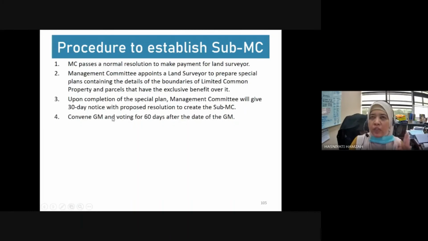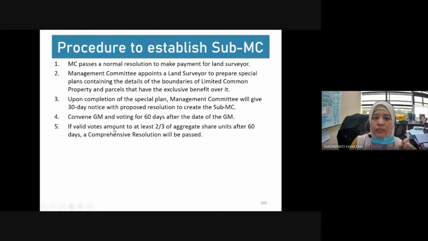Voting during the GM itself, the voting starts. So the ball starts rolling for 60 days after the date of the GM untuk collect the 2/3 of the votes. If valid votes amount to at least 2/3 of the aggregate share units after 60 days, a comprehensive resolution will be passed. So ini penting.